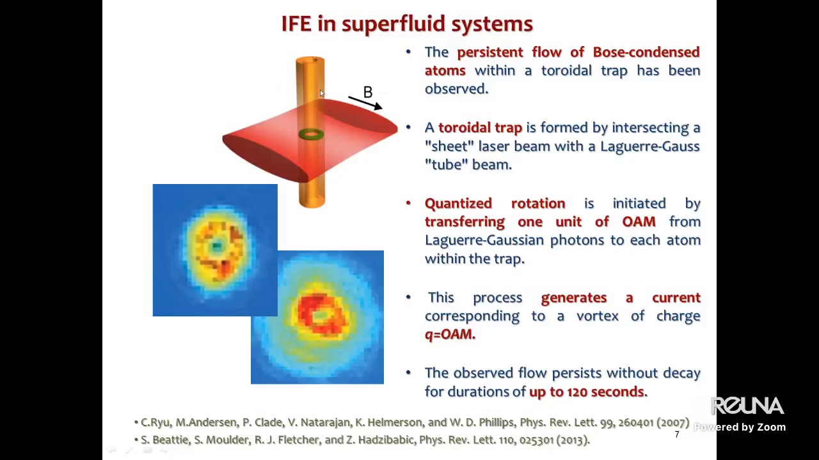Quantized rotation is initiated by transferring 1 unit of the orbital angular momentum from Laguerre-Gauss photons to each atom within the trap. This process generates a current corresponding to a vortex of charge equal to the 1 orbital angular momentum. This picture, basically a snapshot, shows that the observed flow persists, of course with decay, for a duration of up to 120 seconds, so basically 2 minutes. It was possible to observe this rotation.